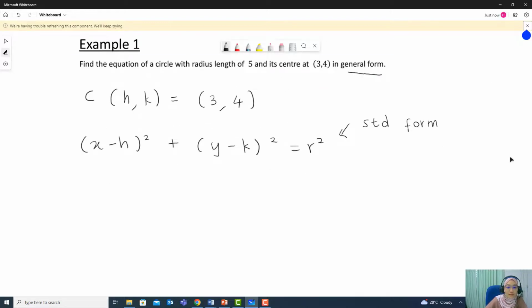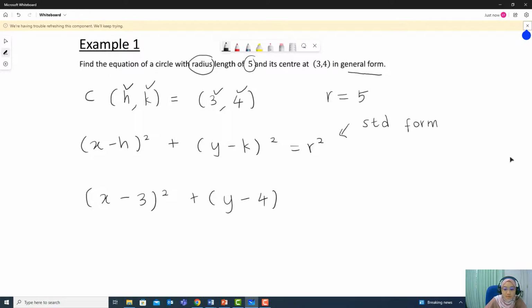And don't forget the radius is 5, so r equals 5. Then substitute the values of h, k, and r into the standard form. So x minus 3 squared plus y minus 4 squared equals 5 squared.